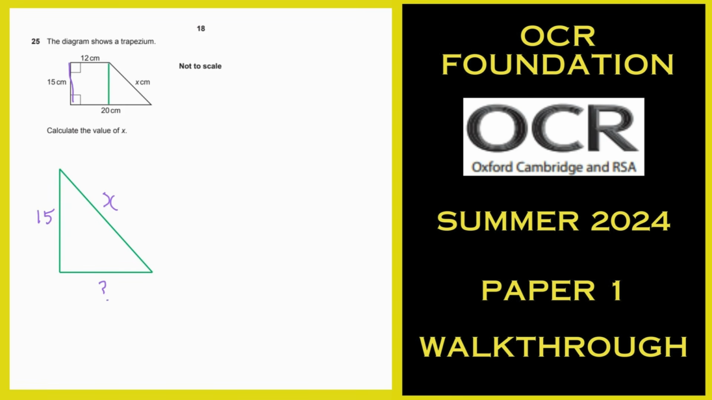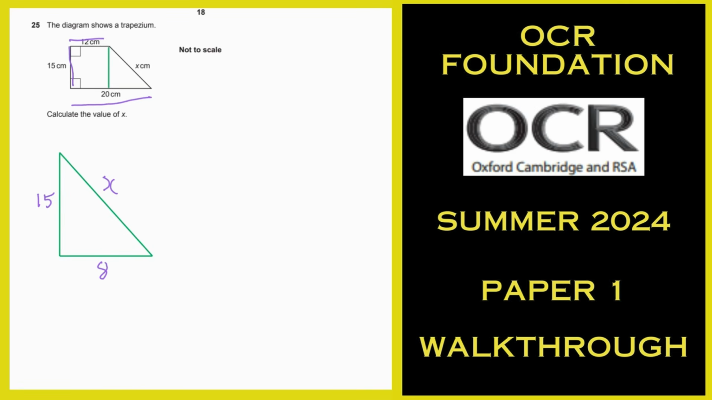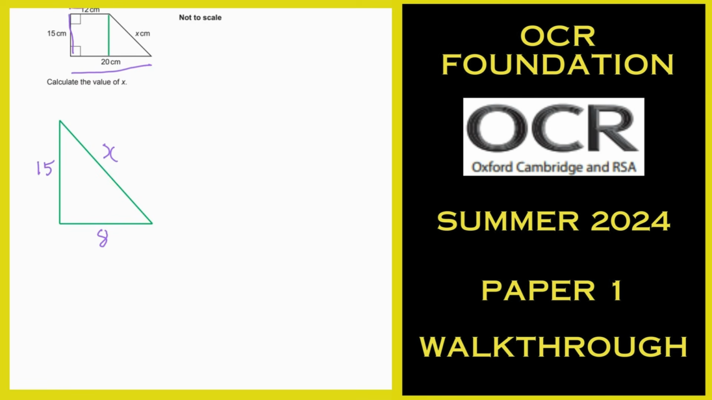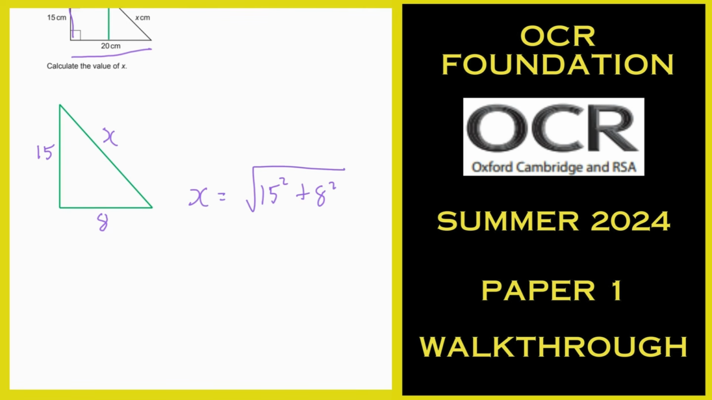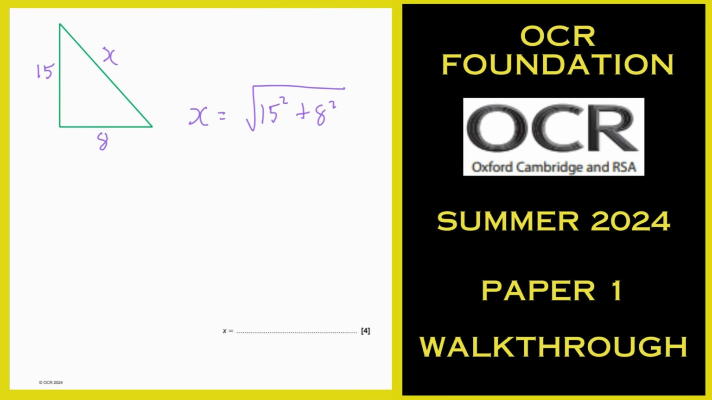But this base, it's neither 20 nor 12. It's 20 subtract 12. The whole thing is 20. Take away the 12. It's 8. And there you go. You've now got your numbers for Pythagoras. The x is on the hypotenuse, so you need to square the other two sides and add them before you square root. They end up at 289 being square rooted, so when you square root that, you get a nice 17.